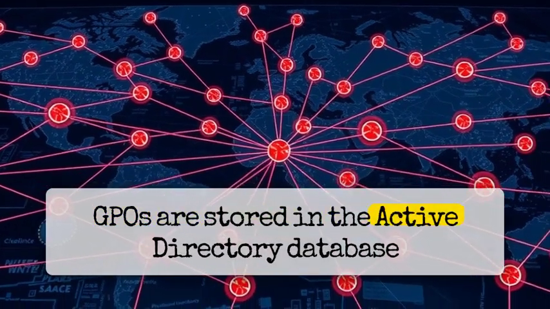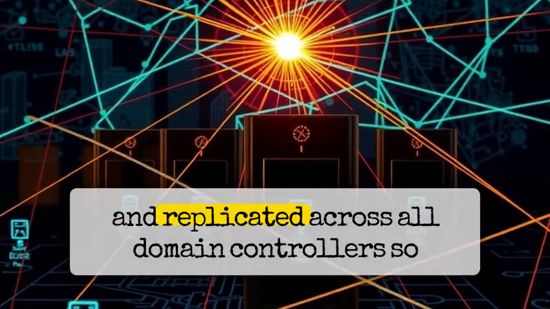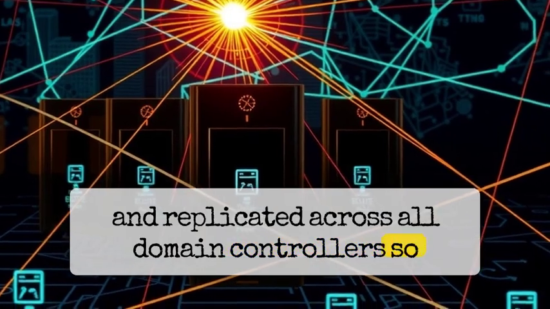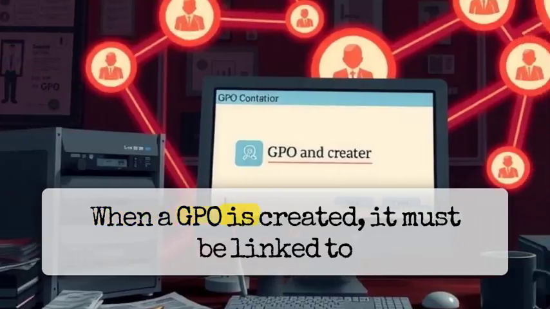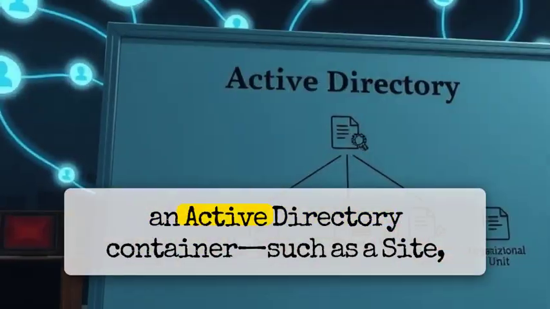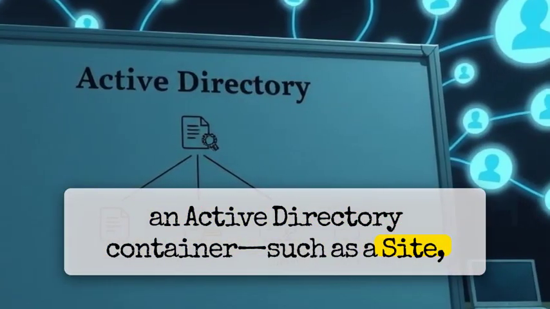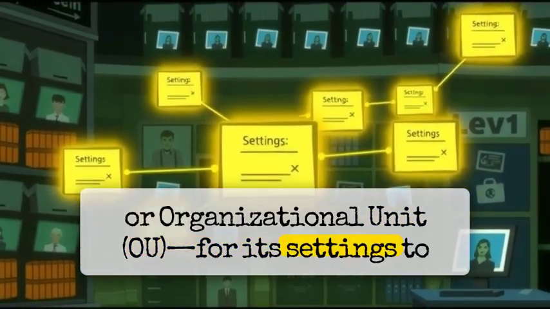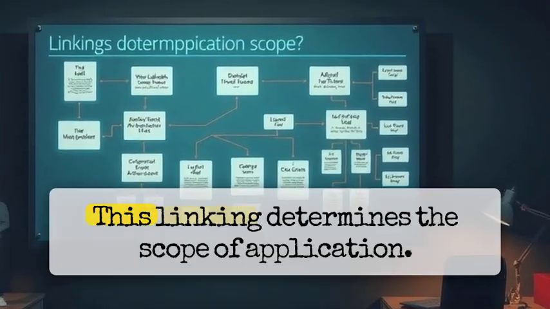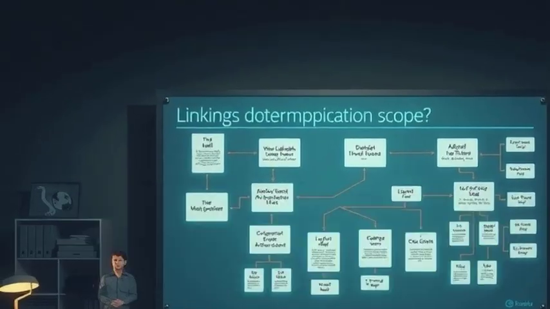GPOs are stored in the Active Directory database and replicated across all domain controllers so that the rules remain consistent throughout the network. When a GPO is created, it must be linked to an Active Directory container, such as a site, domain, or organizational unit, OU, for its settings to take effect. This linking determines the scope of application.